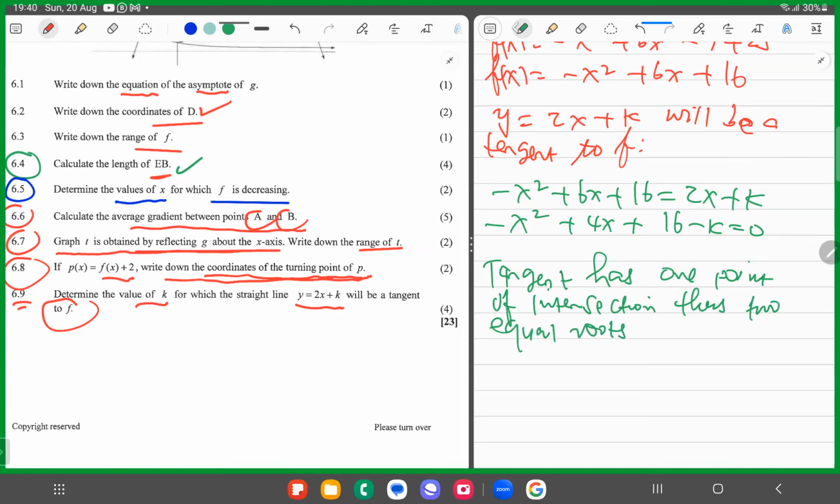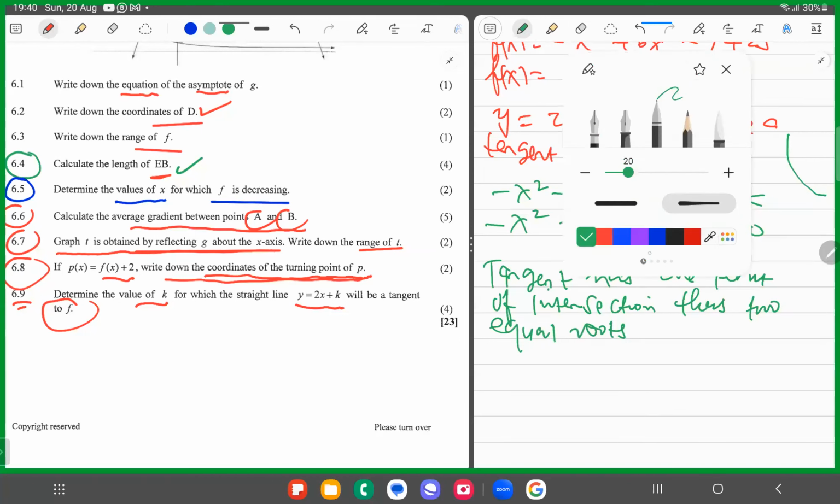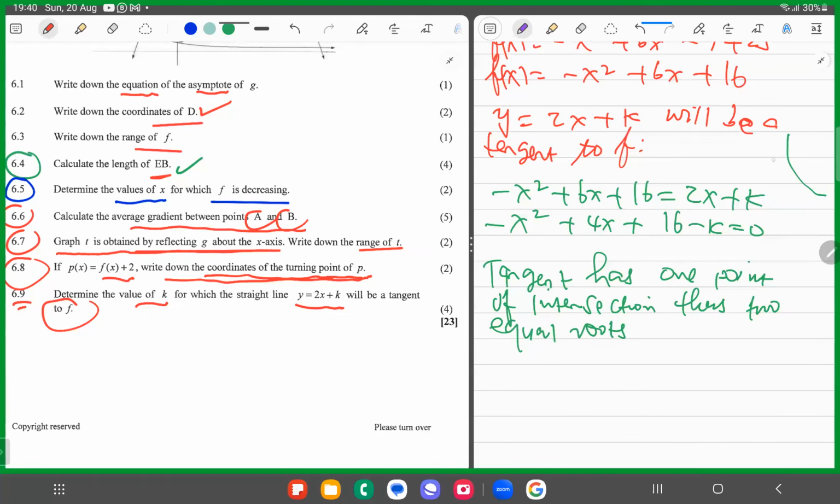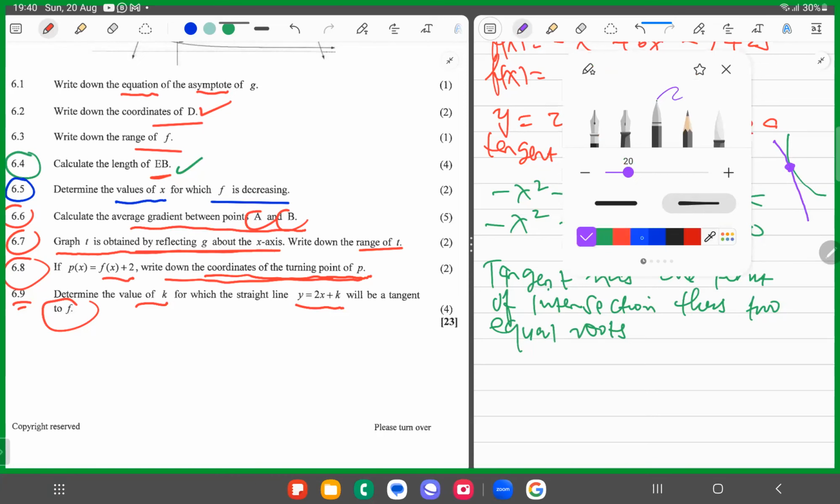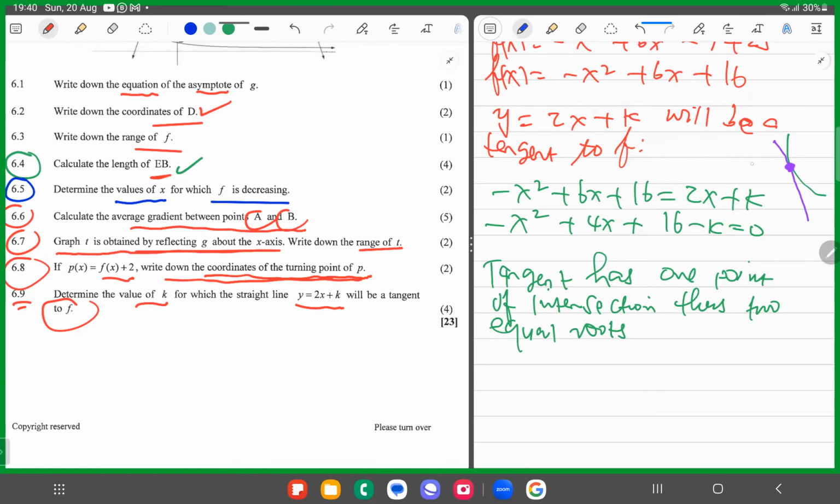Okay, so a tangent touches the graph at one point. In other words, if you have a graph like this, a tangent is normally a straight line that we're referring to here. Here's a straight line, and it touches at one point. So this purple color becomes a tangent.